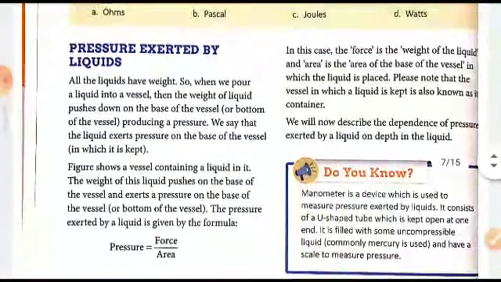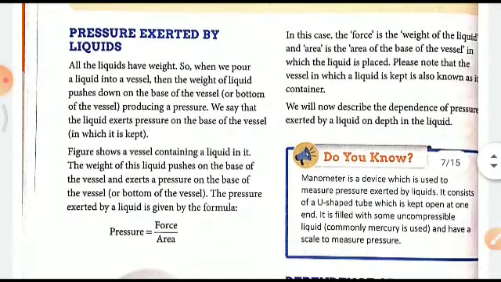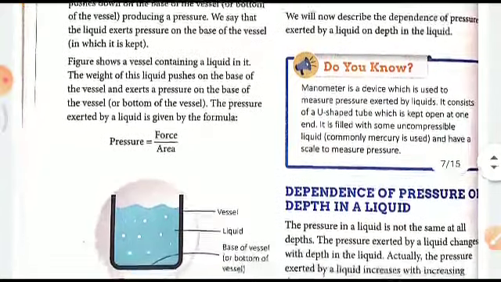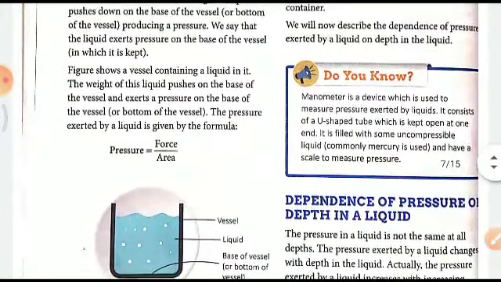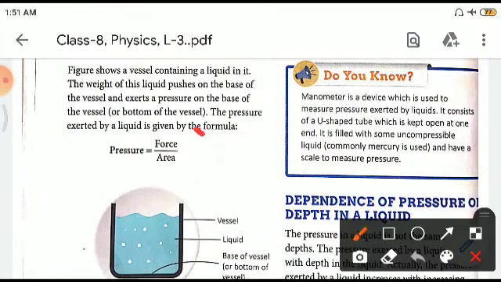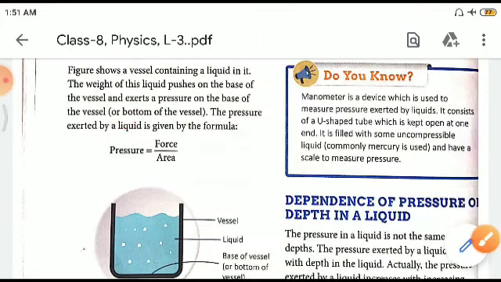Now we come to the pressure exerted by liquids. All liquids have weight, so when we pour a liquid into a vessel, the weight of the liquid pushes down on the base of the vessel, producing a pressure. We say that the liquid exerts pressure on the base of the vessel. The figure shows a vessel containing a liquid. The weight of the liquid pushes on the base of the vessel and exerts a pressure on it. This pressure is given by the formula pressure equals force upon area.